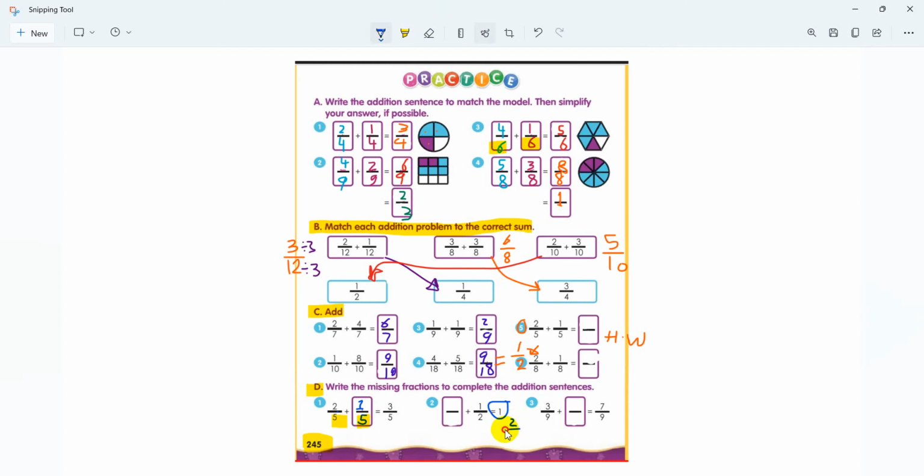Why exactly 2 over 2? Because in this question, before the equal sign here, we find half, 1 over 2. So we can use the denominator of the question to write the whole number 1 as a fraction. Which number added to 1 over 2 equals 2 over 2? Yes, very good. It's 1 over 2. Okay? The last question, number 3, is for you as homework.